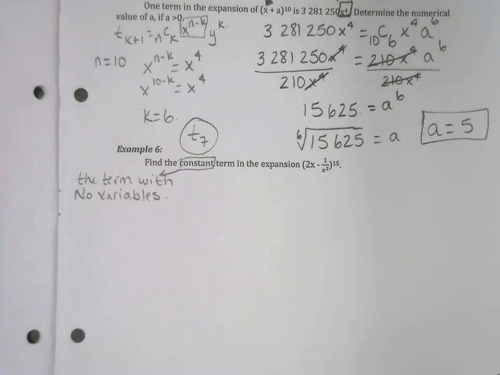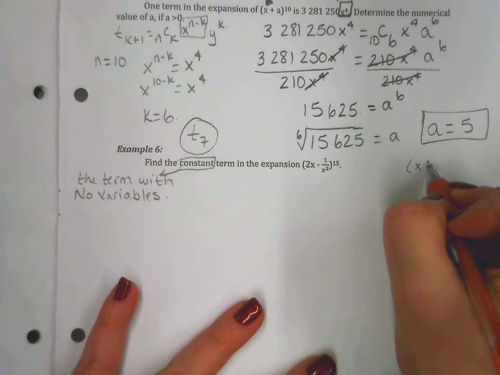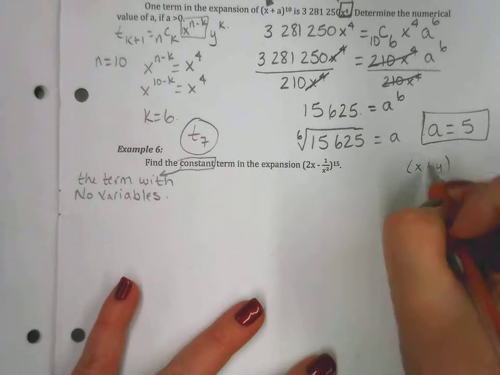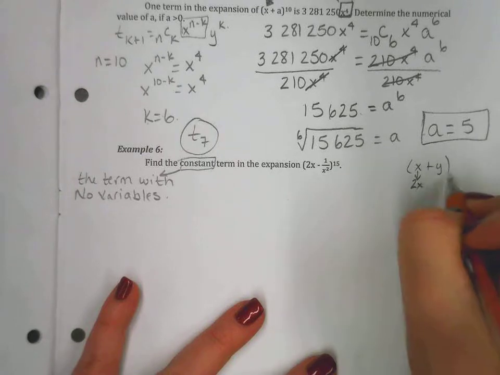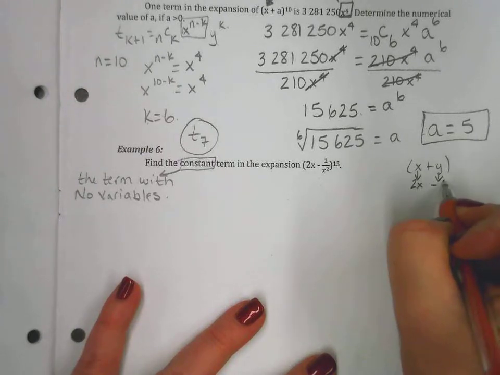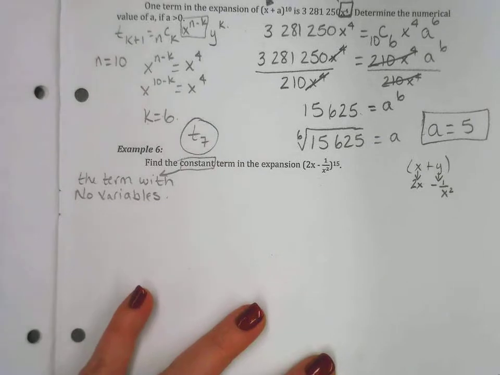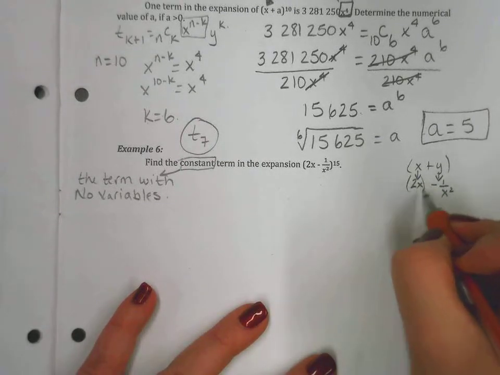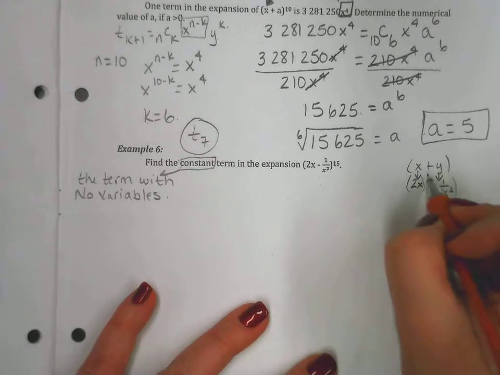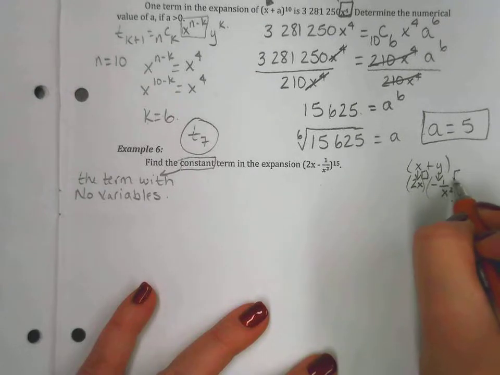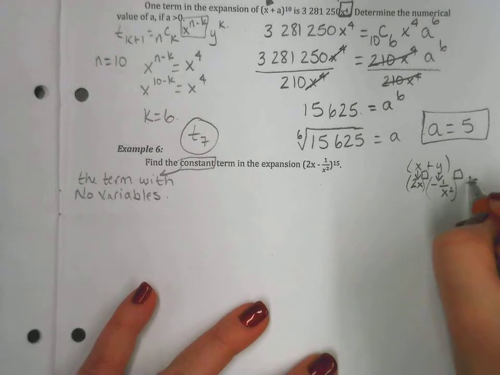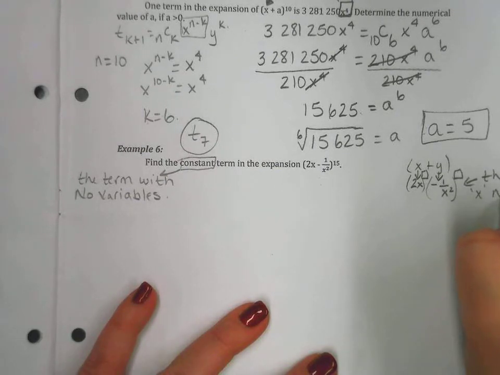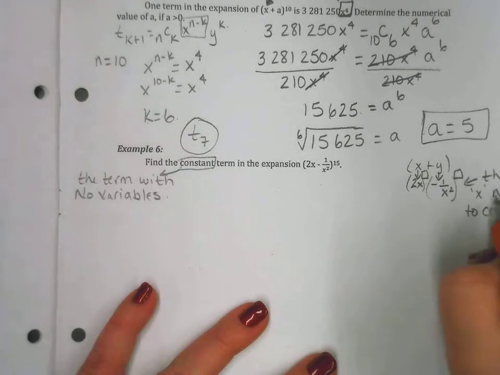It tells me that in my expansion of simply x plus y, but in this case x is 2x and y is a negative 1 over x cubed, what has to happen when we multiply these expressions to some power is that the x's need to cancel. And if the x's cancel, then that's going to create our constant term.